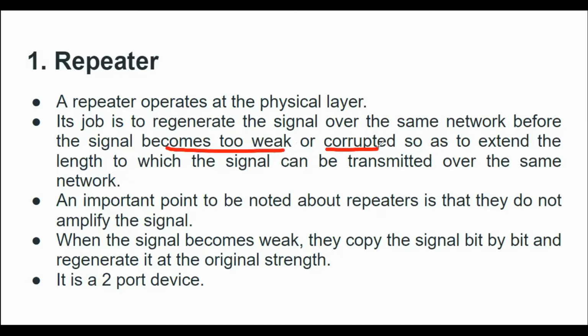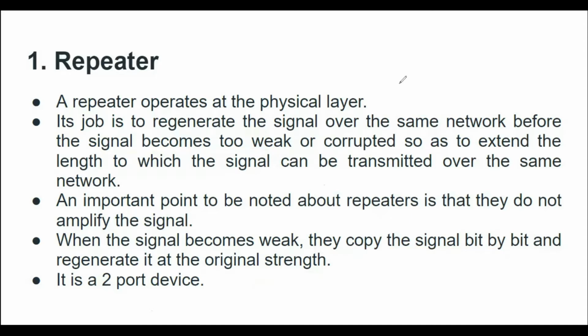Before it becomes weak, we try to restore the signal into a normal flow. The important point to note here is that repeaters do not amplify the signal. When the signal becomes weak, they copy the signal bit by bit and regenerate it at the original strength. Each and every bit is copied and regenerated together. It has two ports, so it is called a two-port device.